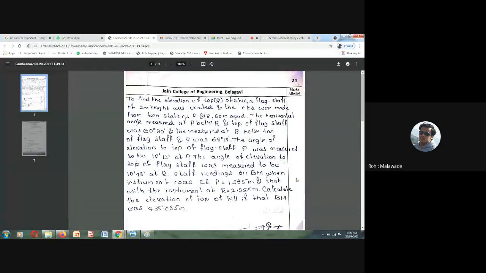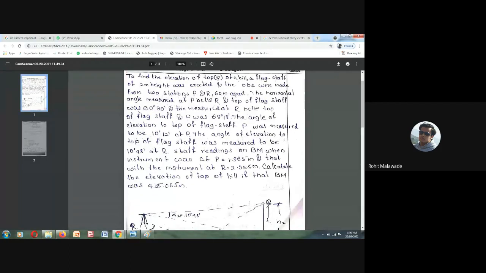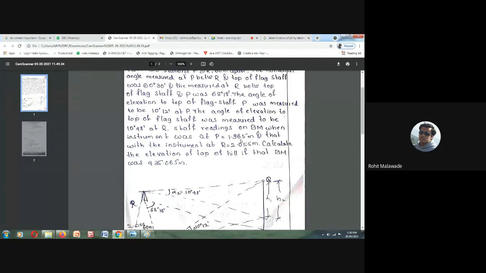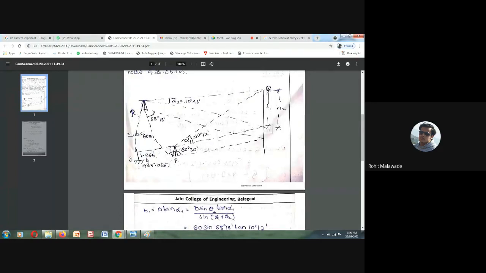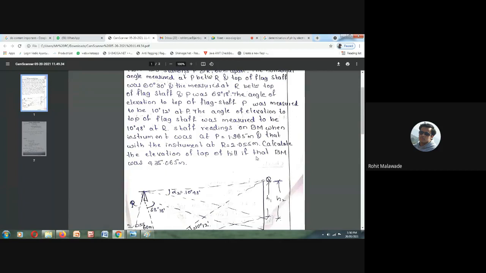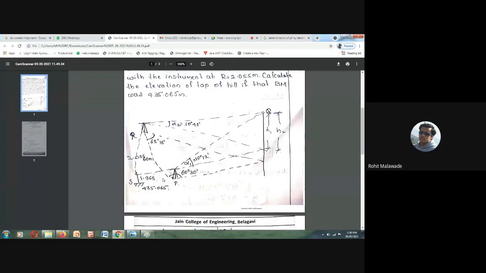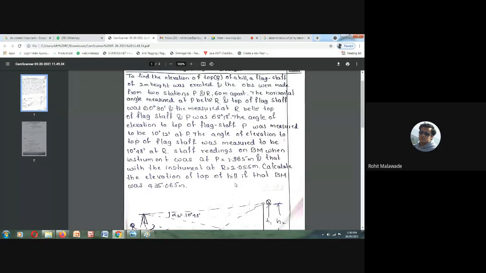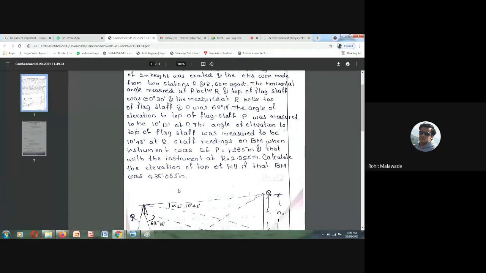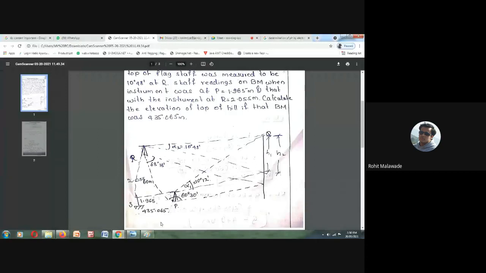Then the staff reading on the benchmark when the instrument was at P is 1.965. The reading at the benchmark from P is 1.965, and from R it is 2.055. Calculate the elevation of the top of the hill if the benchmark RL was 435.065. So the benchmark is given to you, and you need to calculate the height of Q.